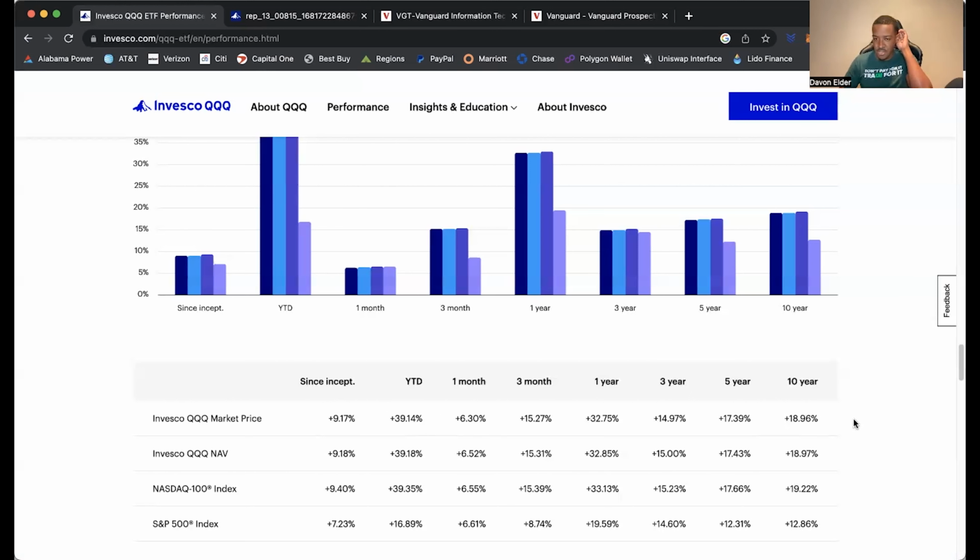Now, understand this, y'all. This is what I want to tell you. VGT has a better historical performance than QQQ. But we have to take this into consideration. Take it into consideration that we're talking about just pure play technology, right? Just pure play technology is what we're talking about. But in this particular ETF, we have so many other companies involved here.